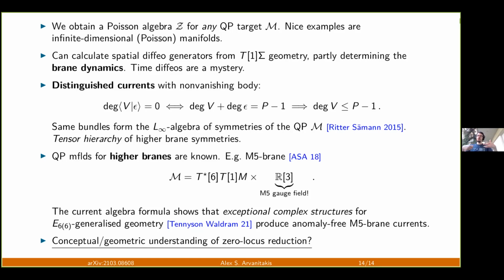So you've proven that, similarly to strings, if you have supersymmetry, the supersymmetry manifests in terms of anomaly-free current subalgebras.